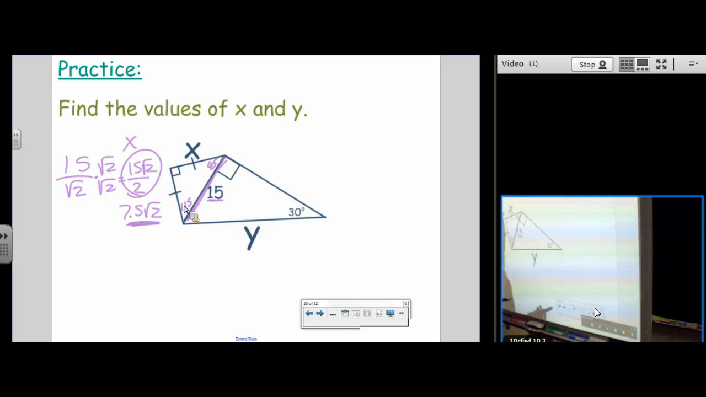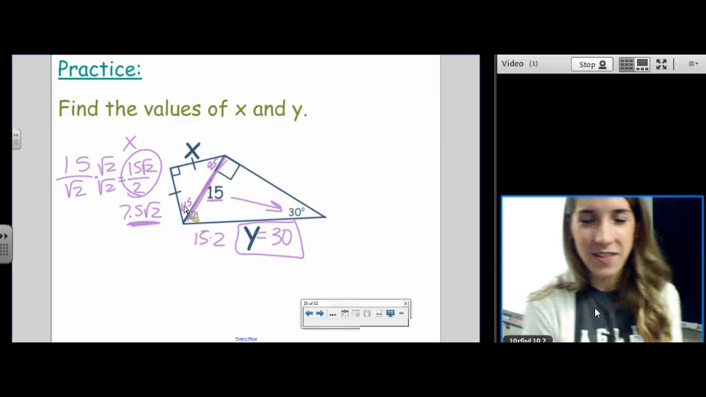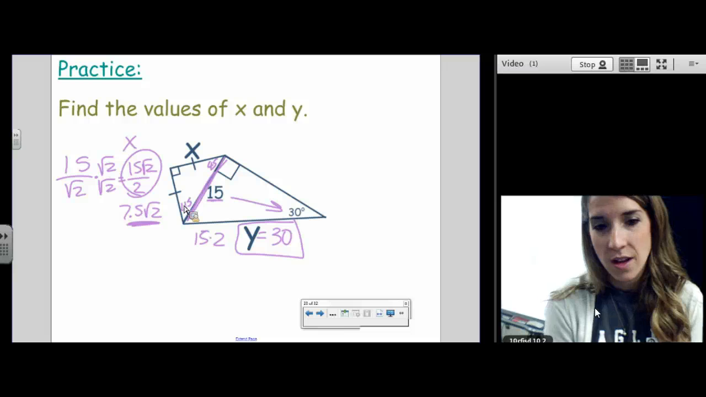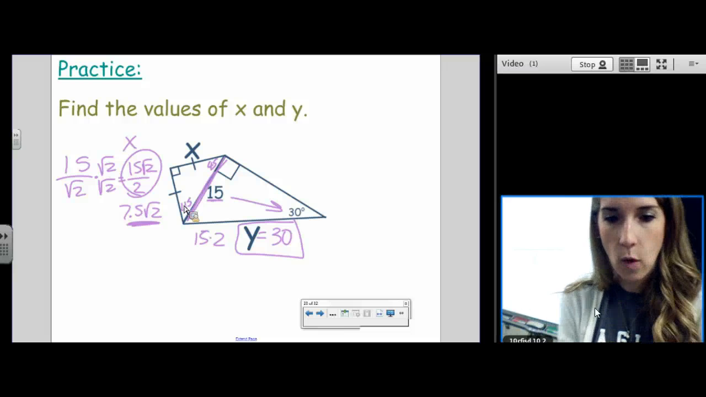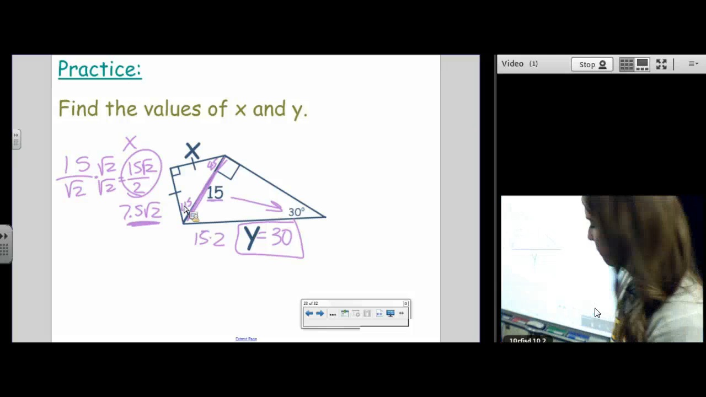Finding y is a little bit easier. Look, 15 is across from 30. That's our short leg. We know that y is always double our short leg, 15 times 2. So I didn't set up the chart there because we didn't even have to deal with the side across from 60. The hypotenuse is always double the short leg. Y is 30, whereas x is 15 root 2 over 2.